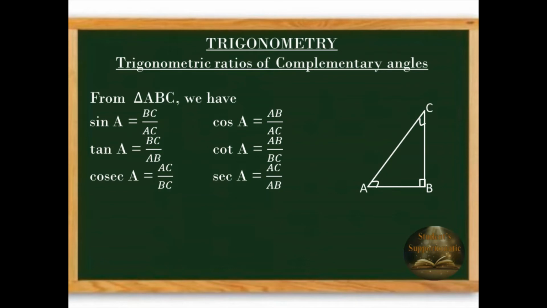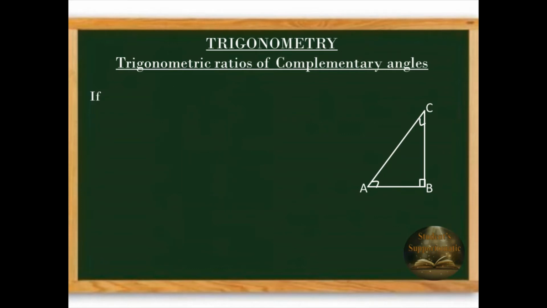Now let's see the trigonometric ratios for the complementary angles. Here, if angle A plus angle C is equal to 90 degrees, then angle C is equal to what? 90 degrees minus angle A. And angle A is equal to what? 90 degrees minus angle C.